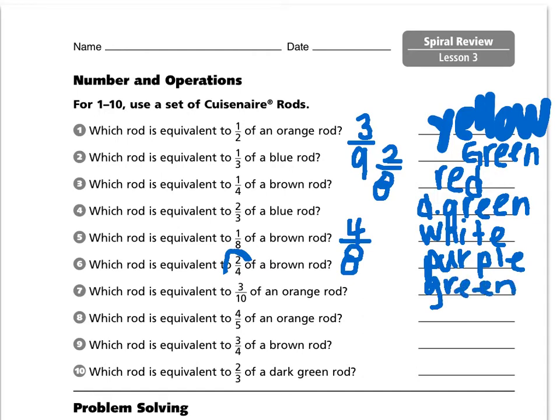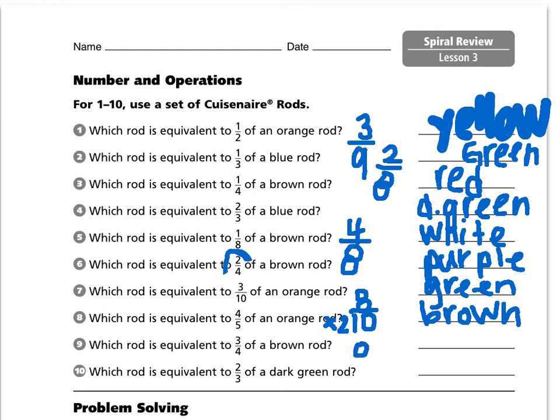Which rod is equivalent to 4/5 of the orange rod? Well, I know that the orange rod is the 10th rod, so I got that by multiplying it by 2. So 4 times 2 is going to be 8, which means that's going to be the brown rod because it's the 8th rod.